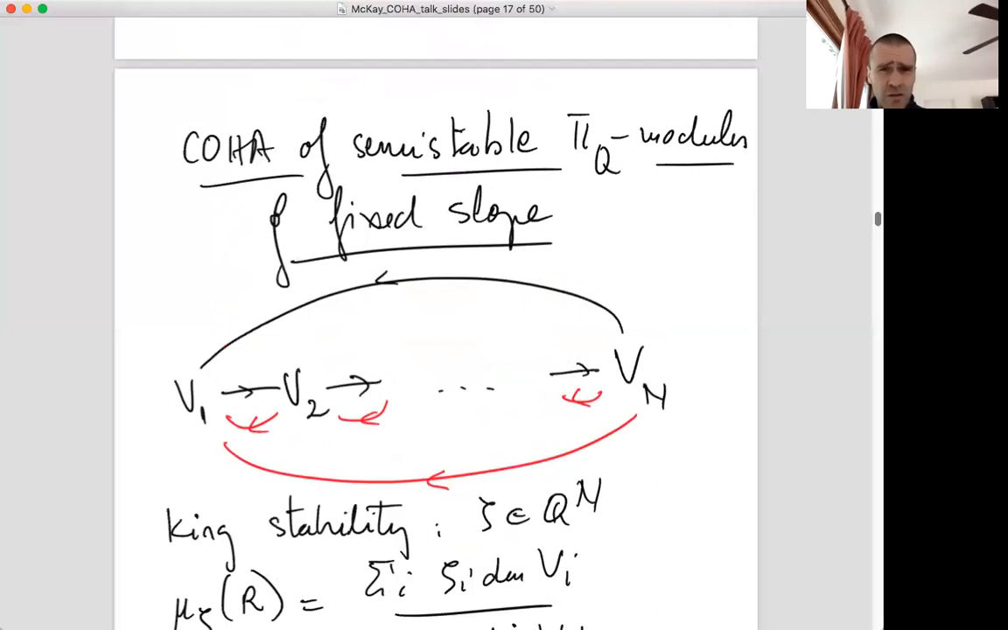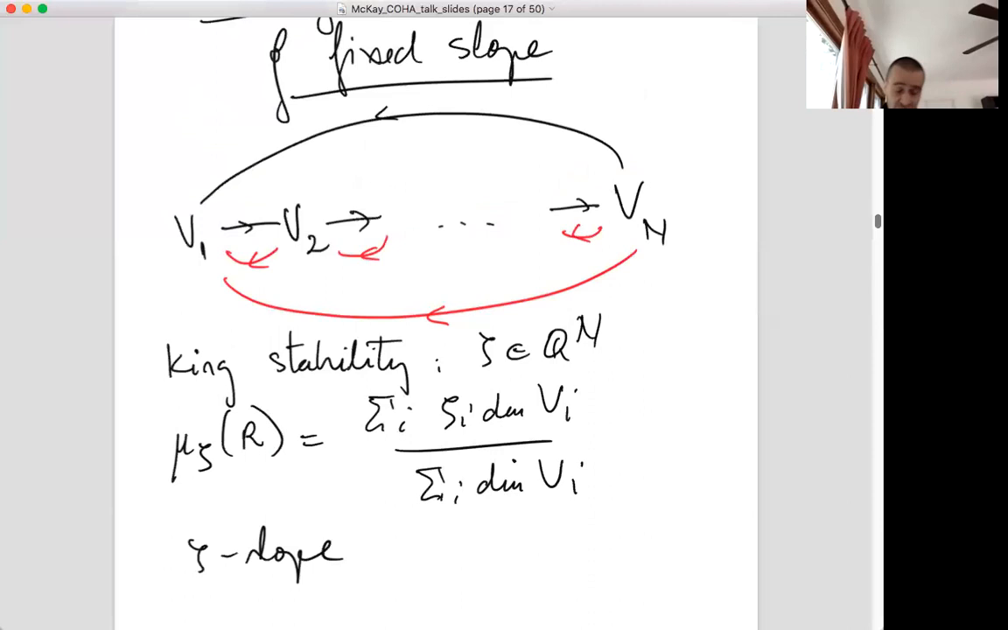So one of the questions is to look at the cohomological Hall algebra of semi-stable representations of the preprojective algebra. So now I want to briefly remind you, for people who may not be familiar with this off the bat, that what I mean by stability here is the stability condition defined by King, which basically depends on a stability parameter. In this case, it's a collection of n rational numbers, and for each such collection zeta of n rational numbers, n being the number of vertices of this quiver.